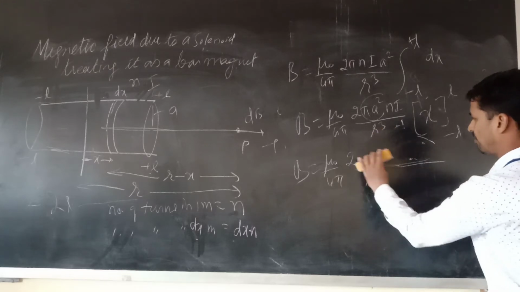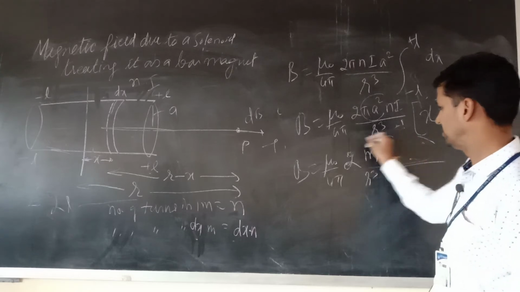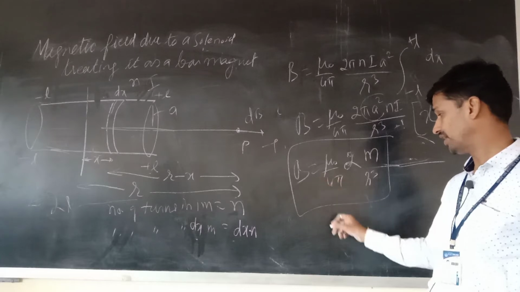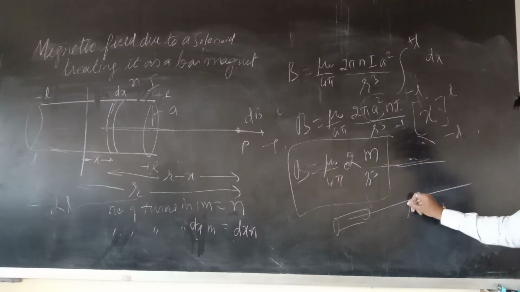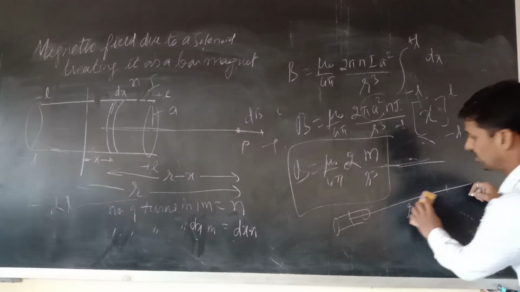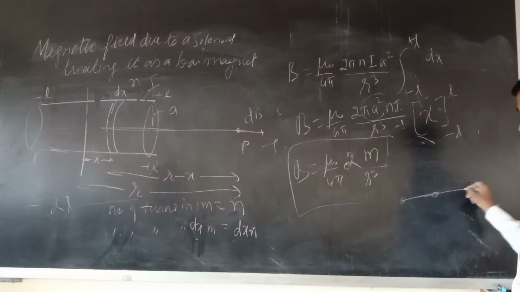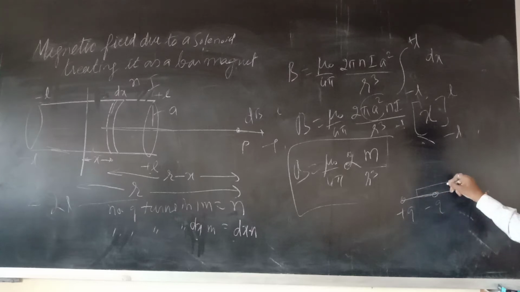Current into area is called magnetic moment vector. This is the expression for the magnetic field of the current carrying solenoid at a large distance r from its center. This is similar to the electric field due to the dipole at a large distance r.